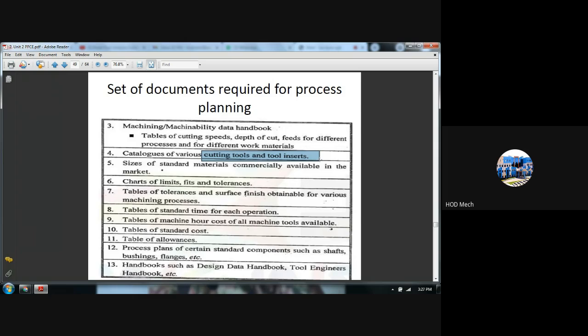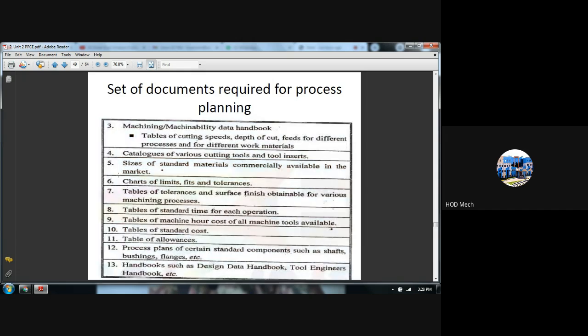There are n number of different types of tools available in the market, and based on that you are supposed to select the best option. Then the fifth one is the size of standard material commercially available in the market. What is the market scenario? What sizes of product material are the customers willing to move forward with? That you have to keep in mind.